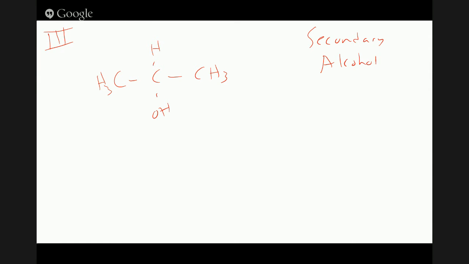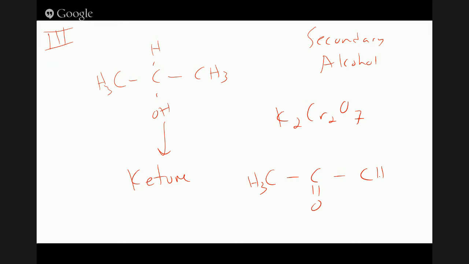Secondary alcohols with an oxidizing agent. So the oxidizing agent is there. That secondary alcohol is going to become a ketone. So the ketone that it's going to make is 3 carbons with an OH. And there's my product.